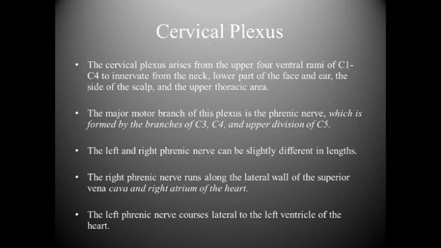The left and right phrenic nerve can be slightly different lengths. The right phrenic nerve runs along the lateral wall of the superior vena cava and right atrium of the heart. The left phrenic nerve courses lateral to the left ventricle of the heart.